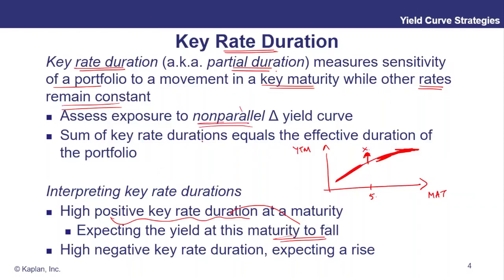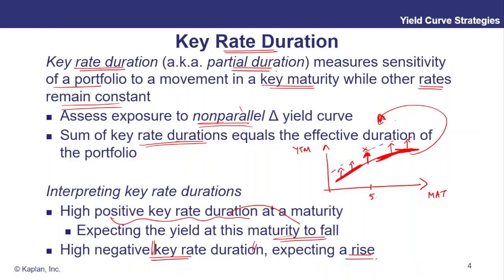By the way, the sum of key rate durations is really telling you the impact on the portfolio of rates at all maturities shifting up. That's a parallel shift, so that tells you your effective duration or your modified duration, the same thing for an option-free portfolio. So if you've got negative key rate duration, that means you must be expecting those rates to rise, just like if you took negative duration overall in a portfolio, you're expecting rates to rise. That's the active play, as we've already said.